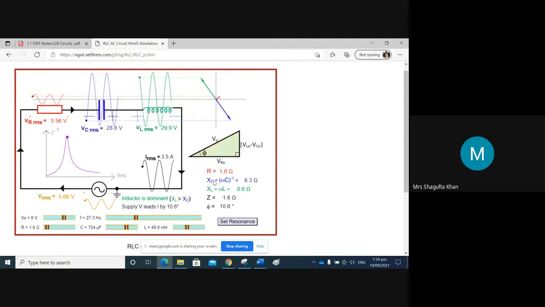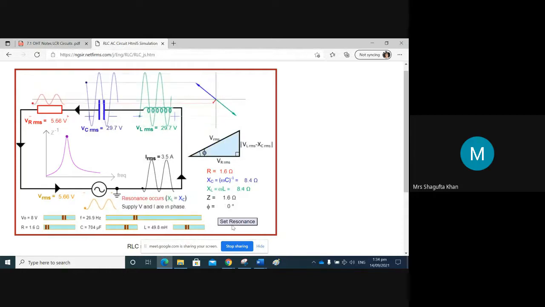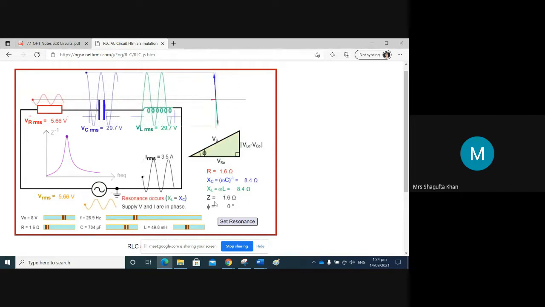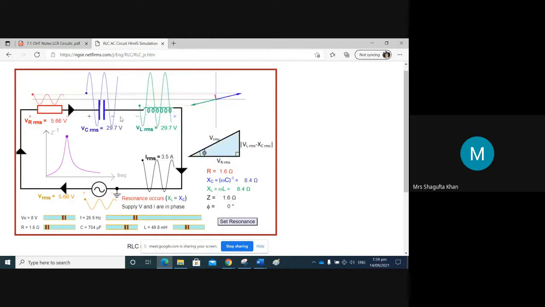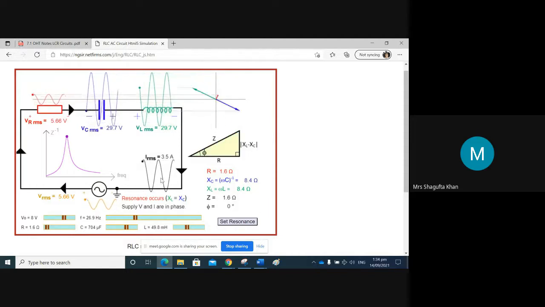XL and XC, they're exactly equal in size. Presently, they're not equal. I will just make it exactly equal. Then XC and XL, they're exactly equal. And because they're exactly equal, total impedance is minimum, and that is equal to just R, that you can see from here, 1.6 and 1.6. And because total impedance of all these three is minimum, current in the circuit is maximum. And the graph shows like this one.